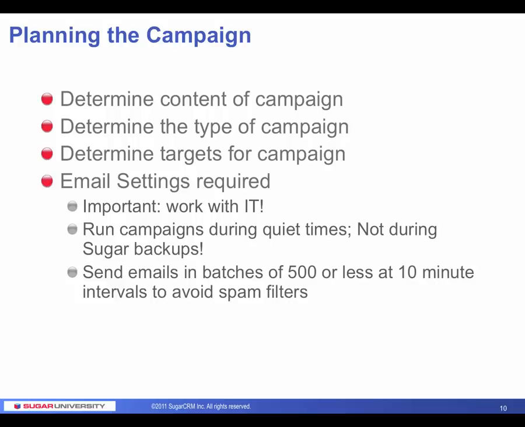Your Sugar system admin should configure your outgoing email settings and set up a bounce handling inbox. It's a best practice to keep your email batches under 500 or less, sent at 10-minute intervals in order to avoid spam filters. Your system admin can control the batch size in the campaign email settings section and the intervals in the scheduler section of the administration homepage. For more information on setting up email and schedulers, view the Configuring Email Settings recorded webinar at Sugar University.